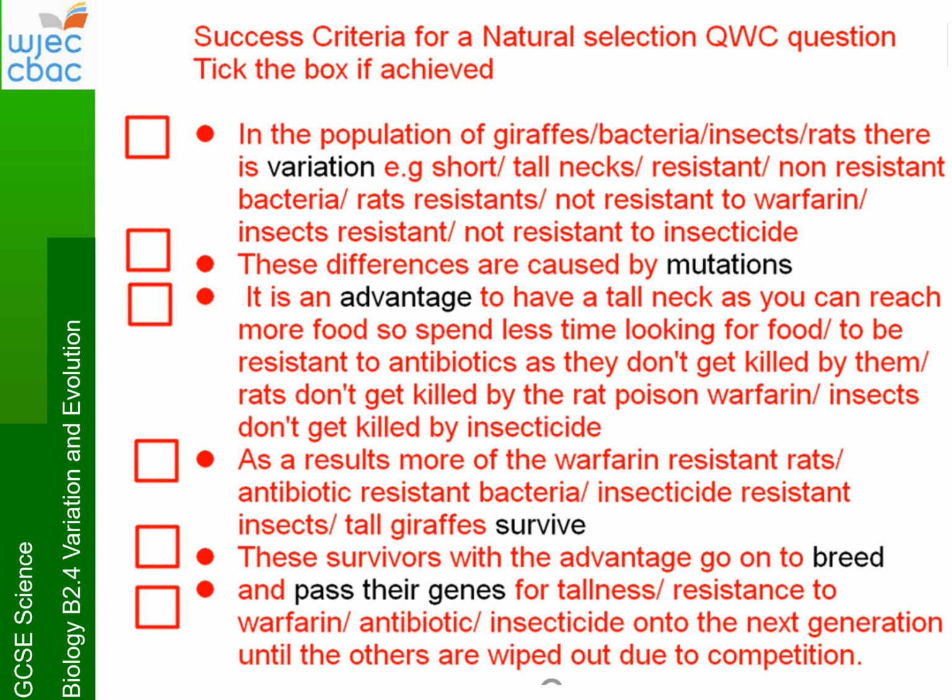Fourth marking point, as a result, more of the warfarin resistant rats, or the antibiotic resistant bacteria, or the insecticide resistant insects, or the taller giraffes survive. Fifth marking point, these survivors with this particular advantage go on to breed. And final marking point, pass their genes for tallness, or for resistance to warfarin, or resistance to antibiotics, or resistance to insecticide, on to the next generation until the others are wiped out due to competition, or out-competed is a term that some people use.